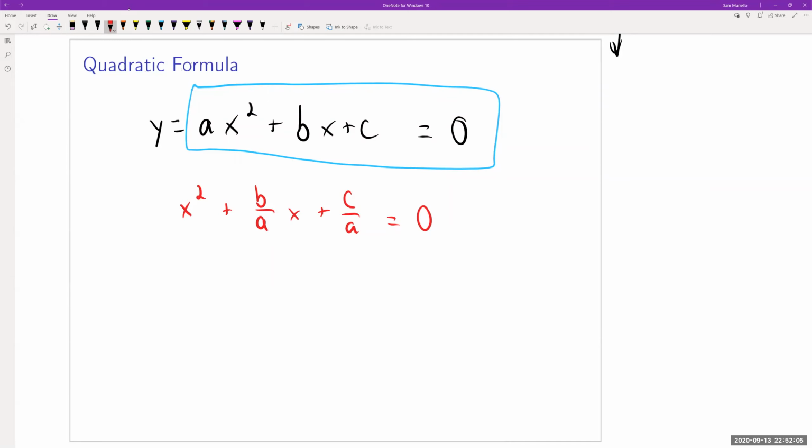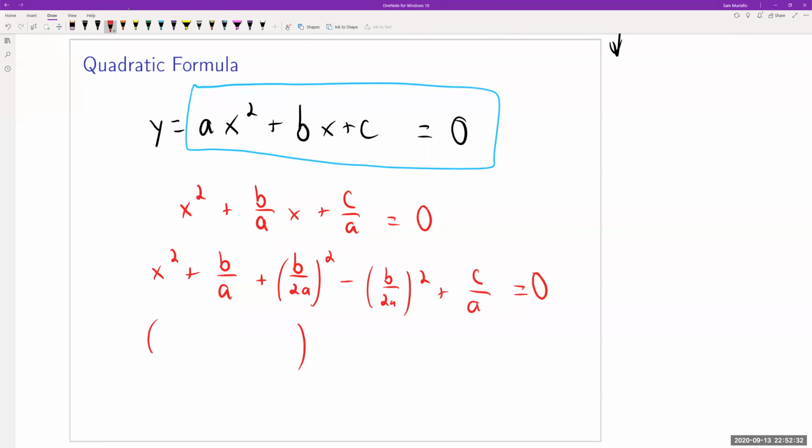Next, I'm going to complete the square. What that will give me is x squared plus b over a x plus b over 2a squared minus b over 2a squared plus c over a. This first part now is a completed square, so I will have x plus b over 2a squared minus, and I can complete this next part.